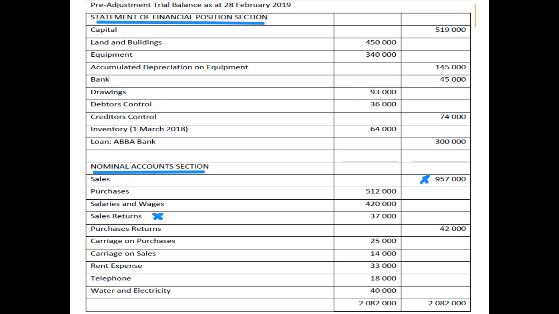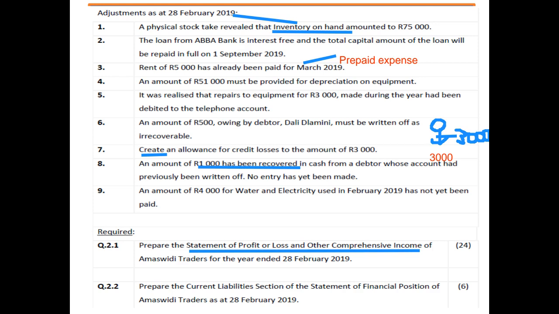Okay, next. Next there is telephone. The amount is 18,000. Any adjustment? Let's go and check. Any adjustment about the telephone? Advice if you see anything about telephone. Let me check. There's nothing.